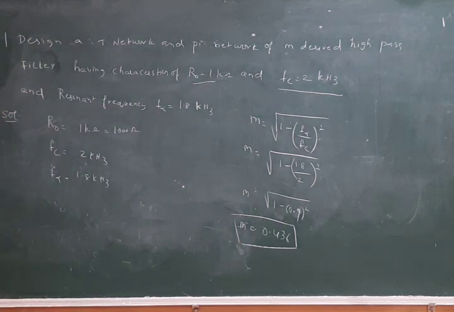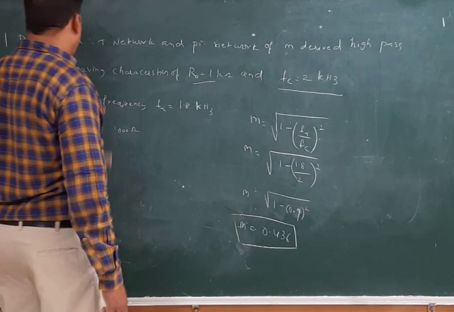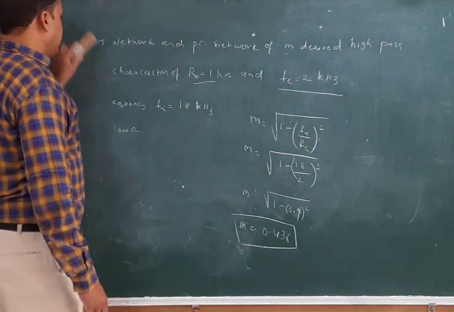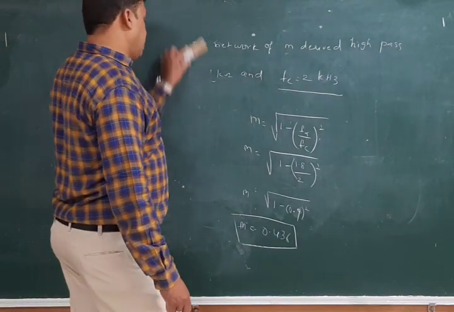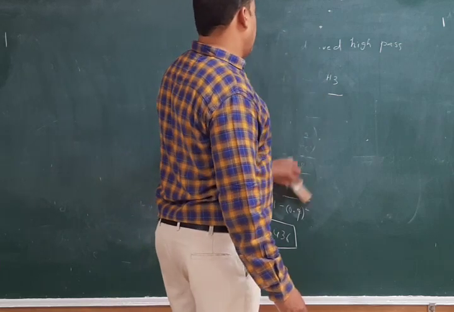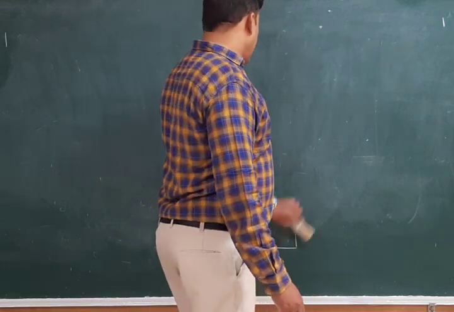After getting this value, you have to find the other values. We have already found the values of capacitors and inductance for this, and we have to write the values of the capacitor and inductance. The formula should be remembered here. With m equal to 0.436, next we find the capacitor value. How do we find the capacitor value? By taking the formula, you can write the capacitor value here.